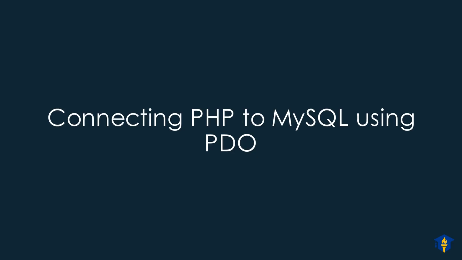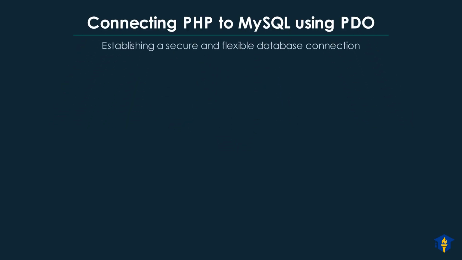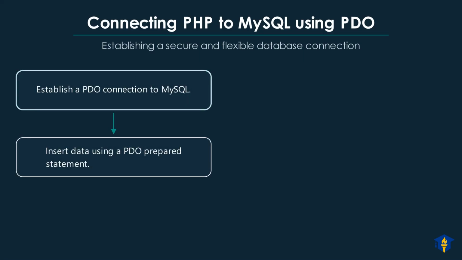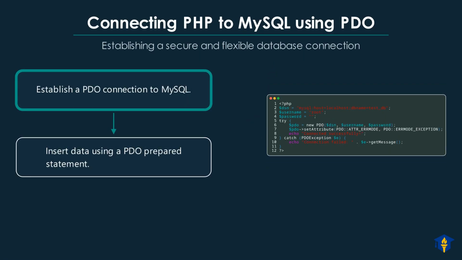Today, we will learn how to connect PHP to MySQL databases using PDO. This method establishes a secure, flexible, and robust database connection for your applications. First, you need to establish a PDO connection to your MySQL database. This code block shows how to initiate a PDO connection and handle any potential errors.